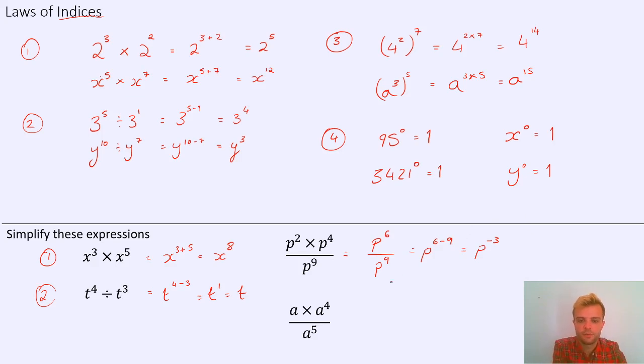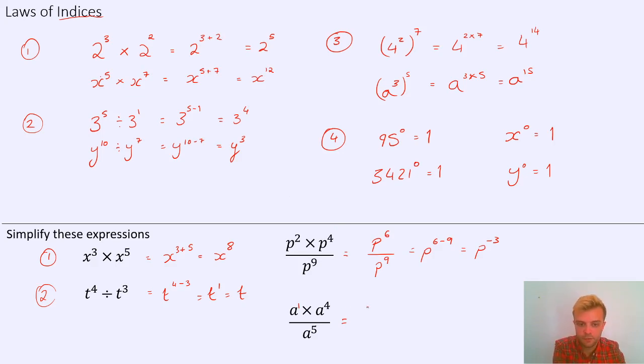And our final example, a times a to the power of 4 divided by a to the power of 5. Well, this first a we've got here, don't forget, if there's no number there, it is to the power of 1. It's a bit like when you have x by itself, you know that it's 1x. You don't normally bother putting the 1 before it, because there is just one of it. It's a bit like that with the power.